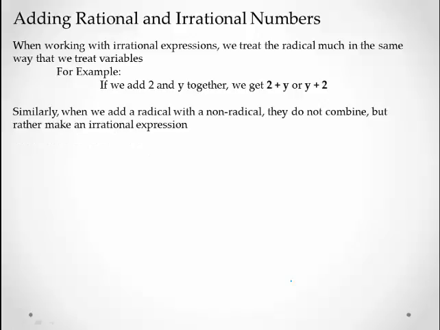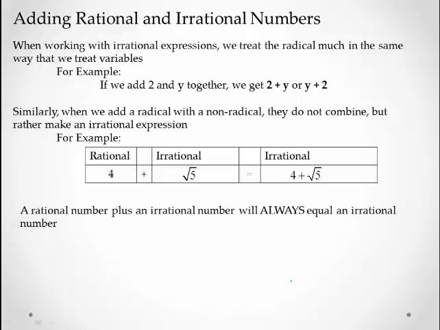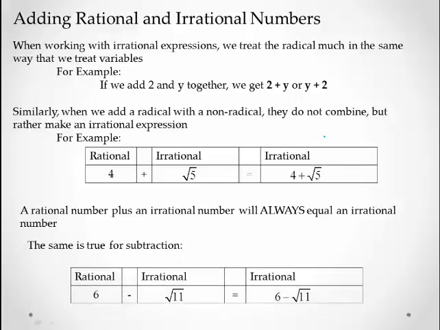Well, if I add a radical and a non-radical, again, they can't combine. So for example, if I have 4 plus the square root of 5, I'm going to get 4 plus the square root of 5. I can't combine those. A rational number plus an irrational number will always equal an irrational number. If it has a non-perfect square in the term, it is irrational. So the same is true for subtraction. 6 minus the square root of 11, I just put them next to each other. 6 minus the square root of 11. I cannot combine them, and I'm going to get an irrational number.